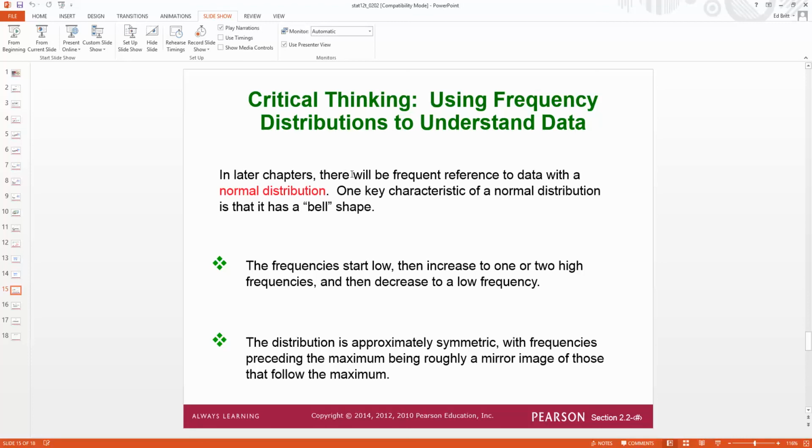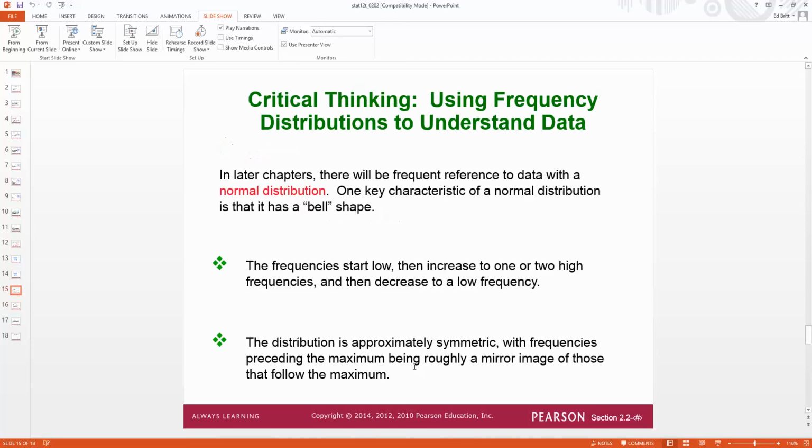In later chapters, there will be frequent reference to data with a normal distribution. One key characteristic of normal distribution is that it has a bell shape. Frequencies start low, then increase to one or two high frequencies, then decrease to a low frequency. The distribution is approximately symmetric, with frequencies preceding the maximum being roughly a mirror image of those that follow the maximum.